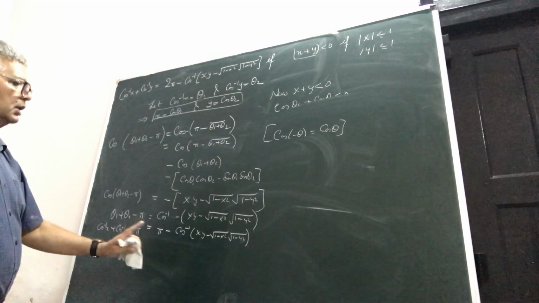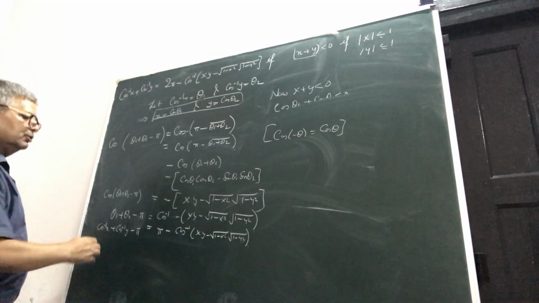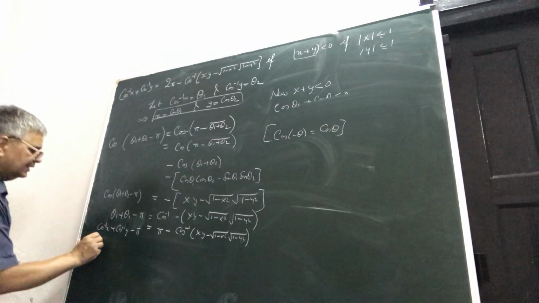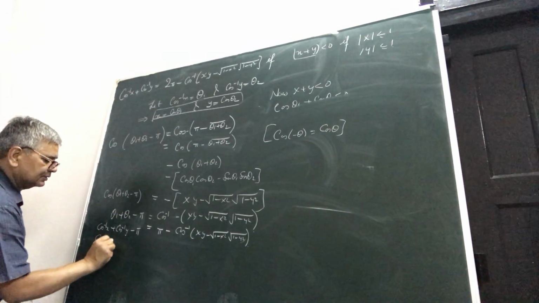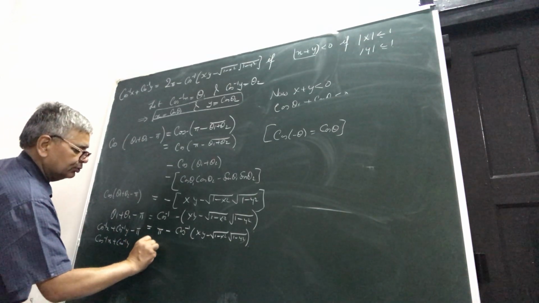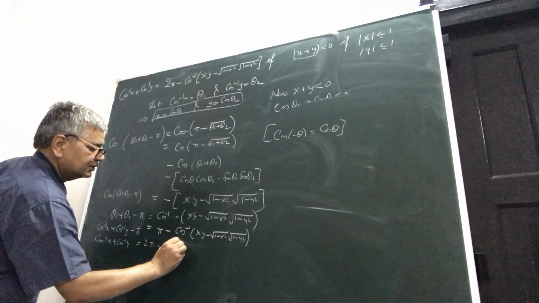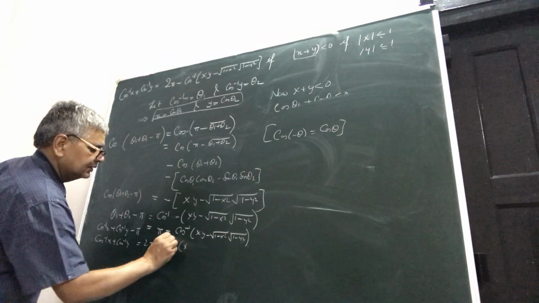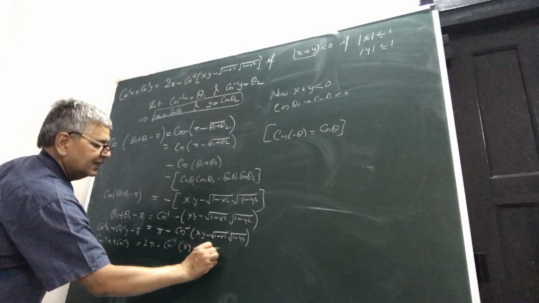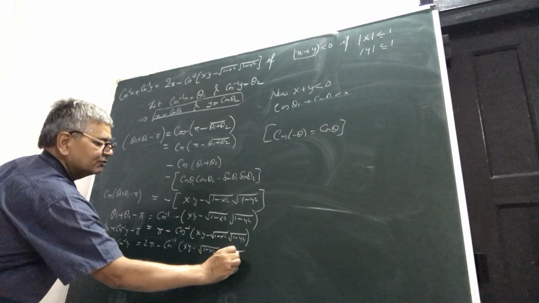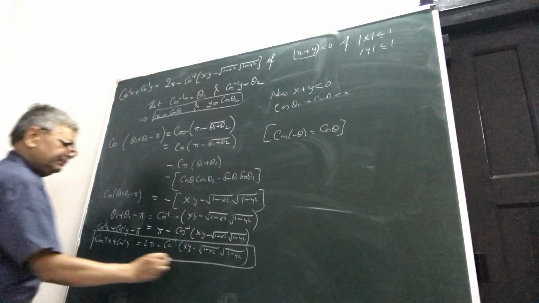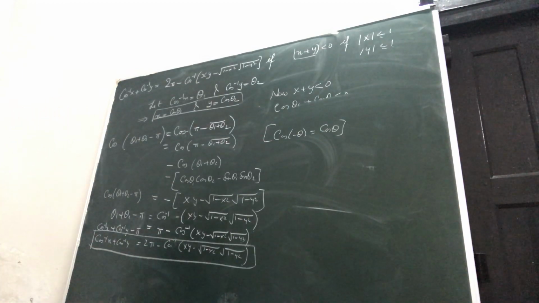Okay, so now you have got the result. You take it on the other side and you get your result: cos inverse x plus cos inverse y, minus pi taken this side, is equal to 2 pi minus cos inverse of xy minus under root 1 minus x square under root 1 minus y square. This is the result which you were looking for.